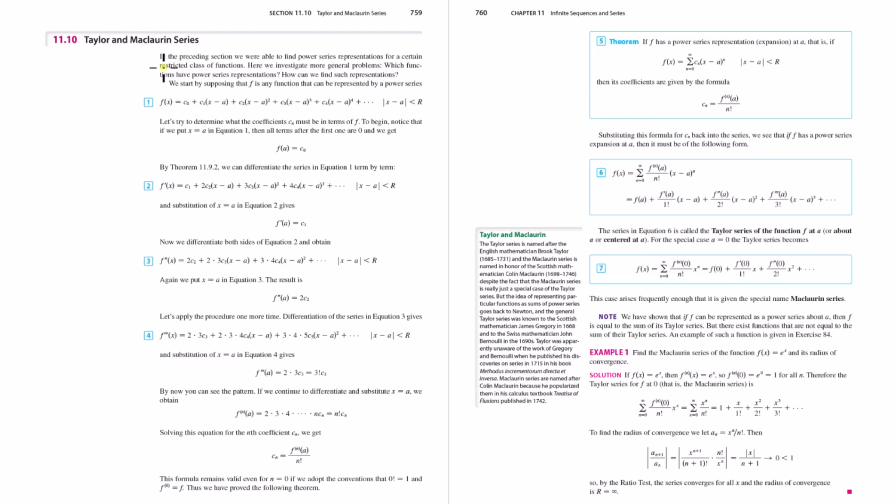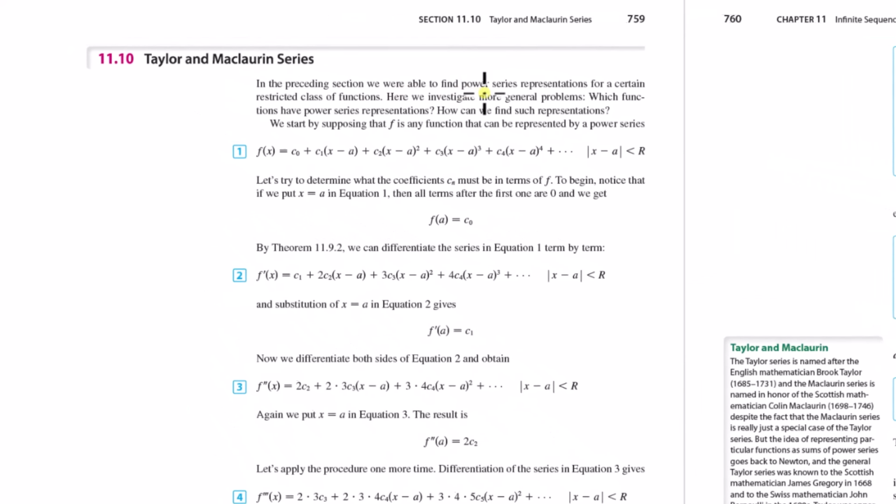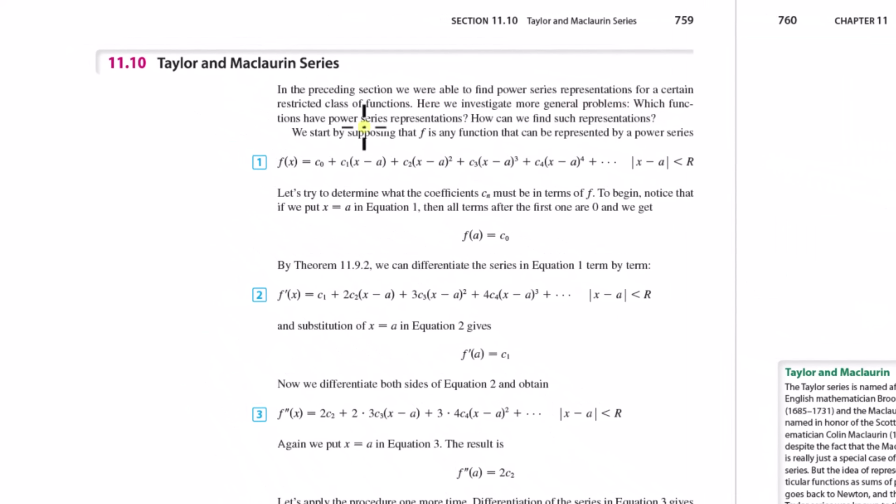Okay, so it says, in the preceding section, we were able to find power series representations for a certain restricted class of functions. Here we investigate more general problems. Which functions have power series representations, and how can we find such representations? So how can we think about representing any general function as a power series? Remember, this is a power series.